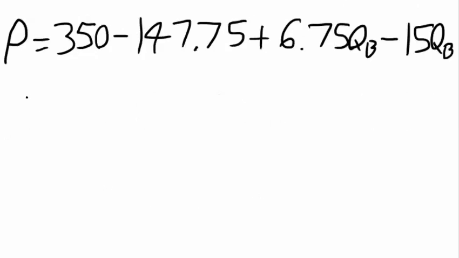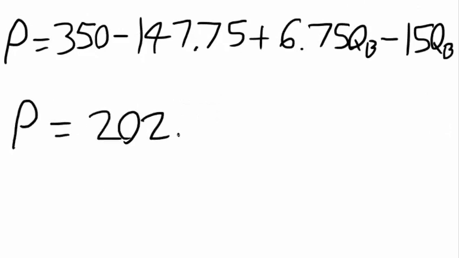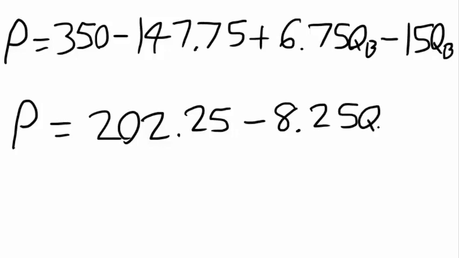And if we combine like terms, we get a price function of 202.25 minus 8.25 QB. So this is our price function for QB. So depending on how much quantity QB makes, this will be the price of the market, as it already takes into account QA.